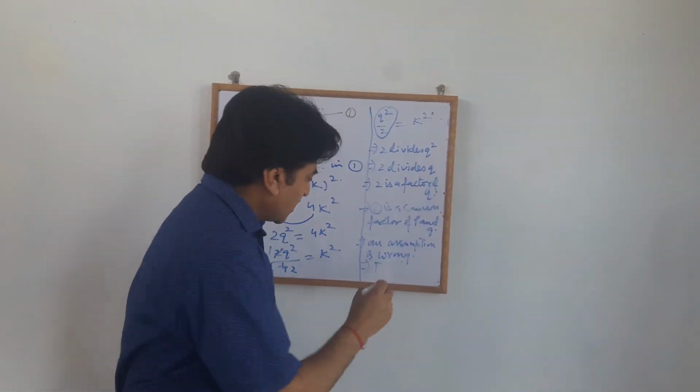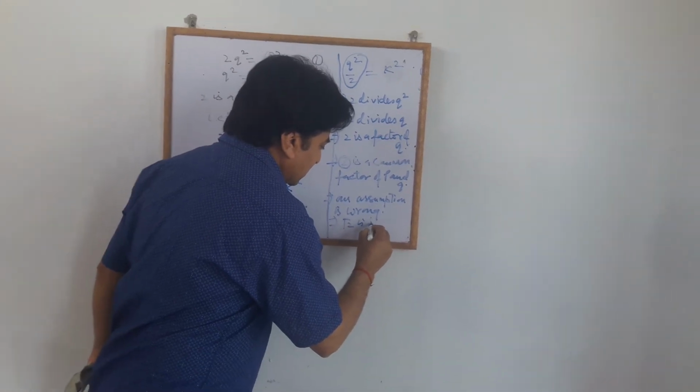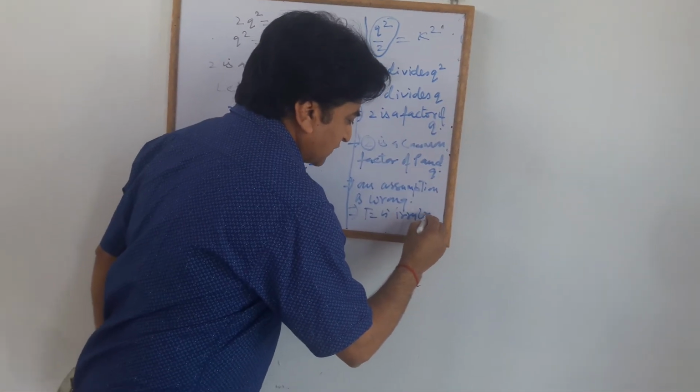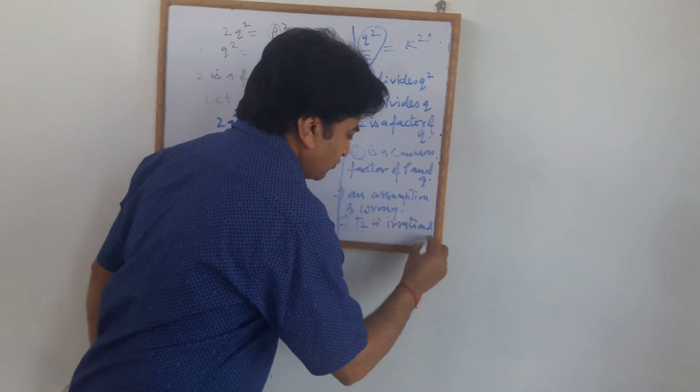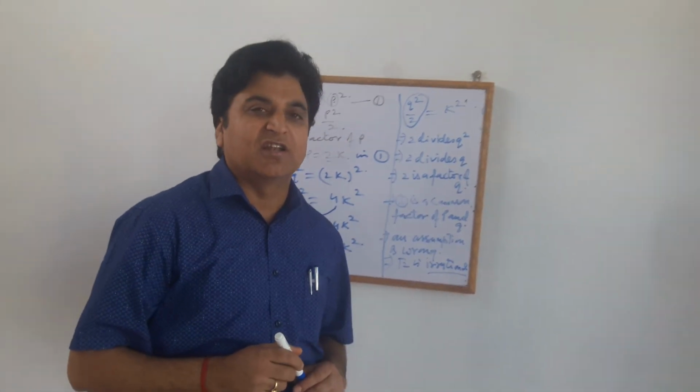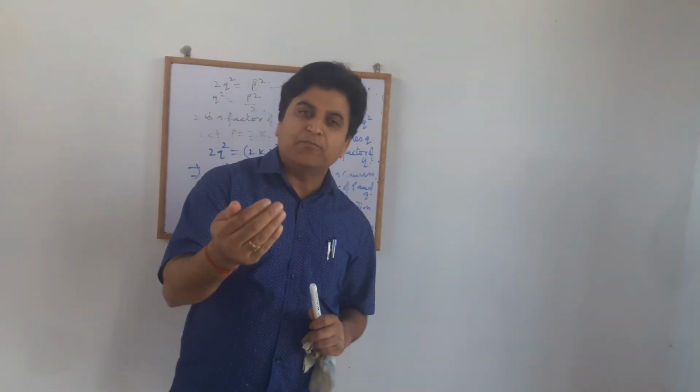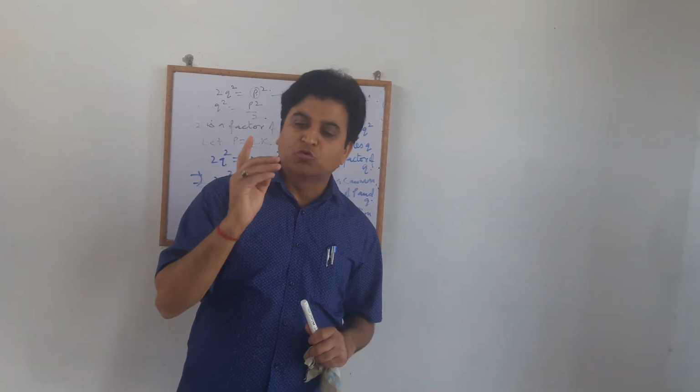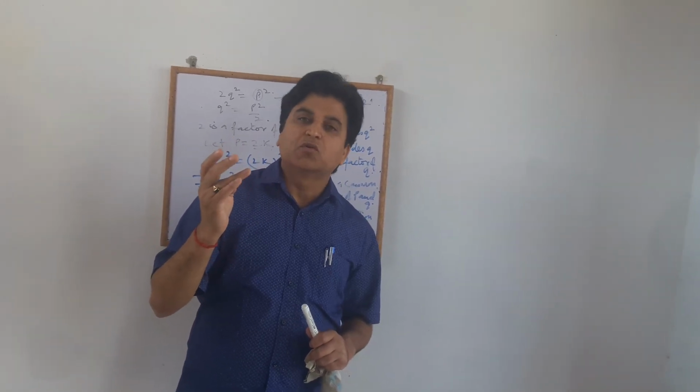Which implies root 2 is irrational, because we are not able to prove that it is rational. So we have to proceed in the same way for root 3, root 5, root 7.